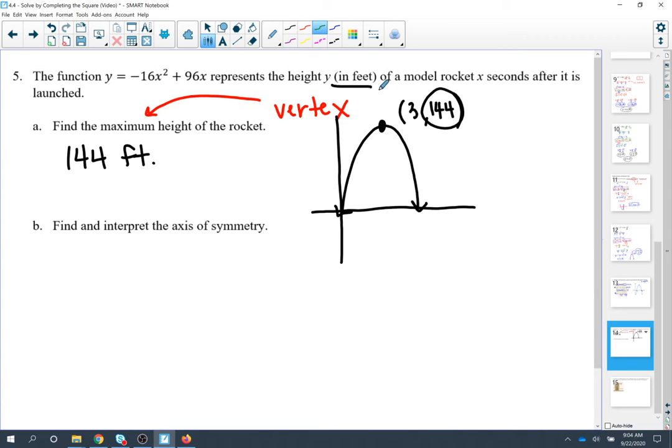Part B, find and interpret the axis of symmetry. Well, the axis of symmetry would be right here. And for that, we're going to be considering our x equals 3. So find the axis of symmetry, that's at x equals 3. Interpret the axis of symmetry, I'd be saying something like, at 3 seconds, the rocket is at its maximum.